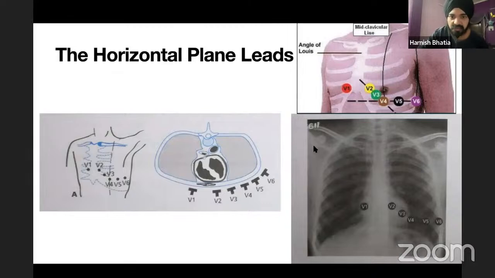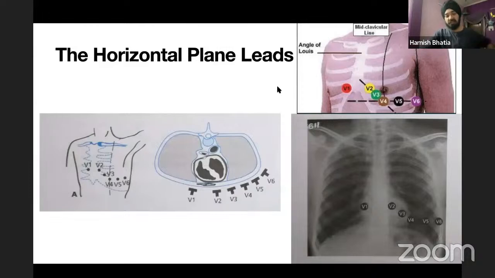So once again, repeat the positions where V1 to V6 are placed. Okay, I'm repeating it once again. You can take a screenshot of this screen if you want. Or I'm saying it once again, if you want, you can write it down. V1 is placed in the fourth intercostal space, just right to the sternum. V2 is placed again in the fourth intercostal space, just left to the sternum. V4 is placed in the mid-clavicular line in the fifth intercostal space. And V3 is between V2 and V4. V6 is placed in the mid-axillary line, again in the fifth intercostal space. And V5 is between V4 and V6. Okay, this much is clear.